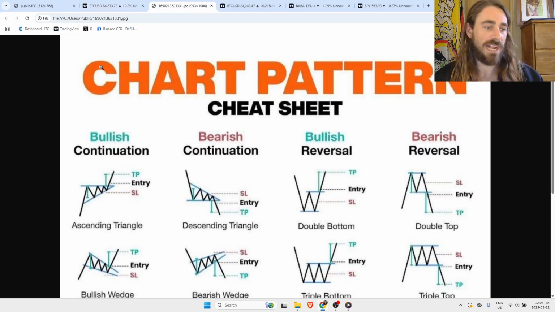We're going to take a look at chart patterns here. So I've got this chart pattern cheat sheet, really useful. It is in my technical analysis guide, which is included in the description. You can go to my Google Drive.